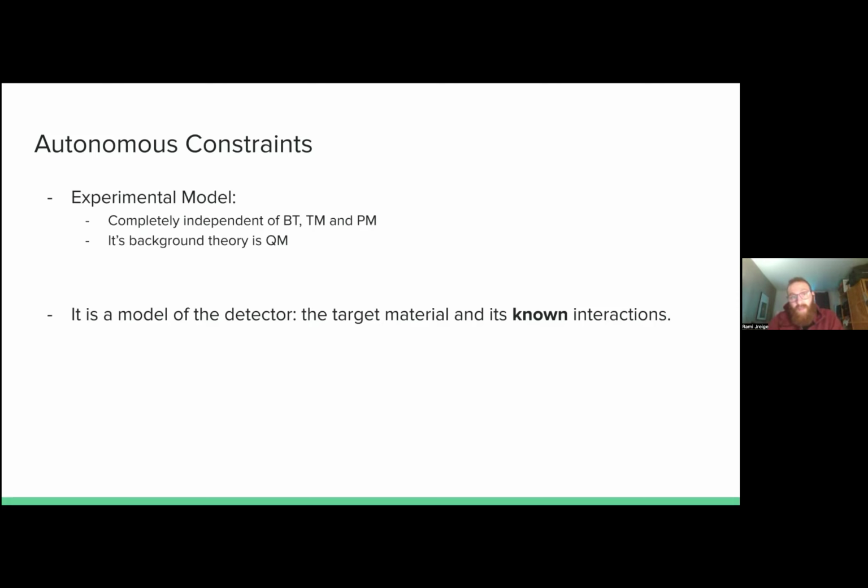And in our case, the experimental model, in contrast to particle physics, is completely independent of the background theory, the theoretical model, and the phenomenological model. In fact, the background theory of the experimental model of differential event rate is just standard non-relativistic quantum mechanics. It's nothing more than regular scattering. And more importantly, it's a model of the detector itself, namely the target material and its known interactions. So we construct the experiment, we know what the material is, and because of that, we know how it's supposed to interact based on different masses.